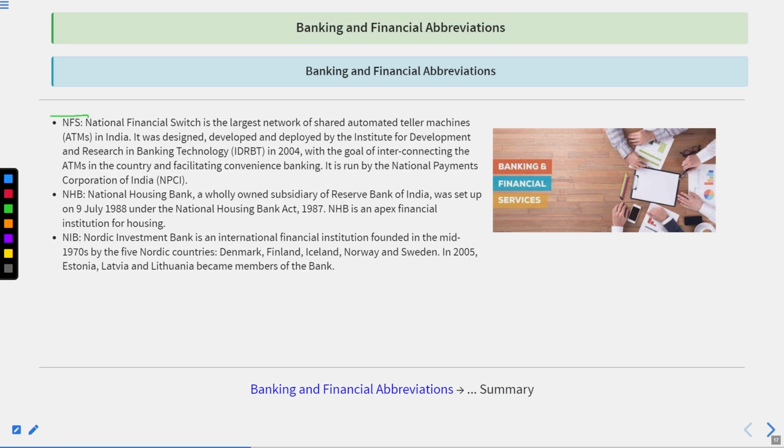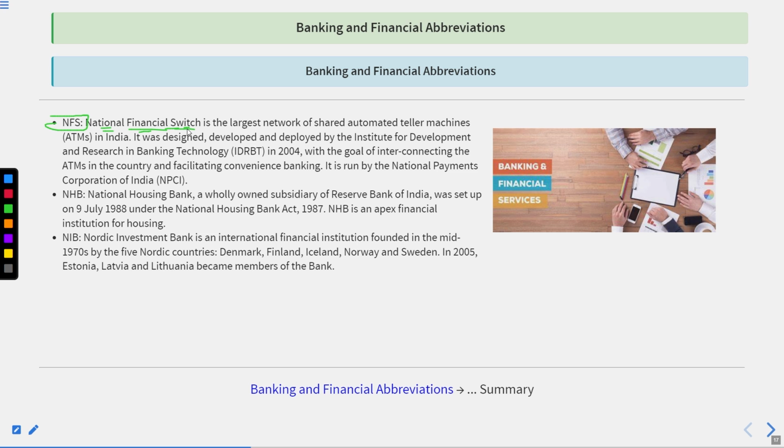The NFS, National Financial Switch, the largest network of shared automatic teller machines (ATMs) in India, designed, developed, and deployed by the Institute for Development and Research in Banking Technology in 2004, with the goal of interconnecting the ATMs in the country and facilitating convenience banking.